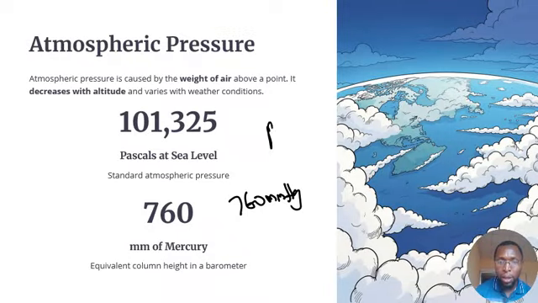We say it could be a Pascal unit, it could also be Newton per meter square. But sometimes we can also express pressure as millimeter of mercury because we use mercury to measure it. So at sea level, it is 101,325 Pascal. But at atmosphere level, which requires atmospheric pressure, it is 760 millimeter of mercury.